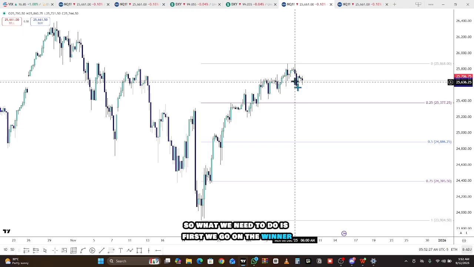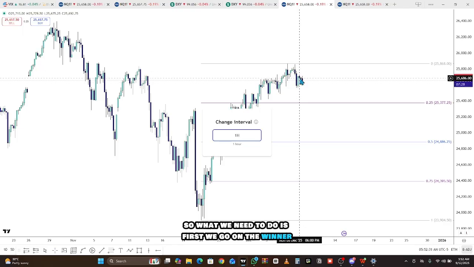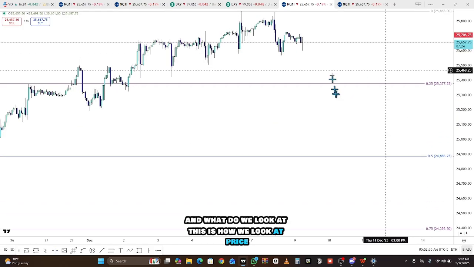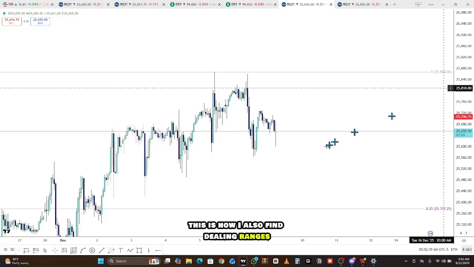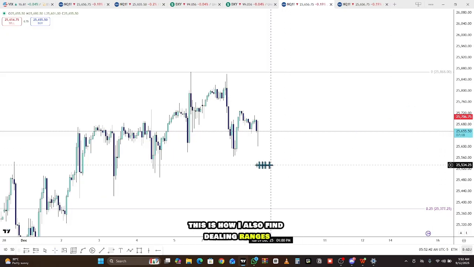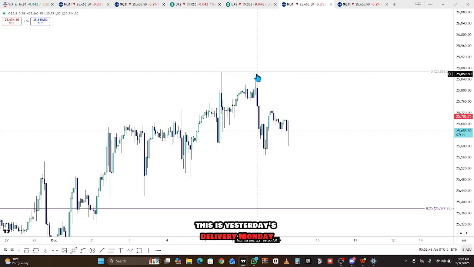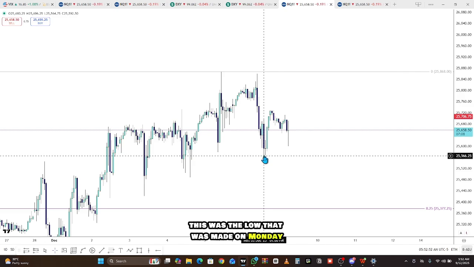So what we need to do is first we go on the 1 hour, and what do we look at? This is how we look at price. This is how I also find dealing ranges. So I look at, okay, this is yesterday's delivery, Monday. This is the high that was made on Monday. This was the low that was made on Monday.